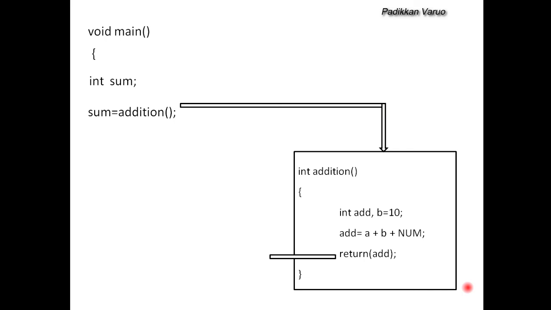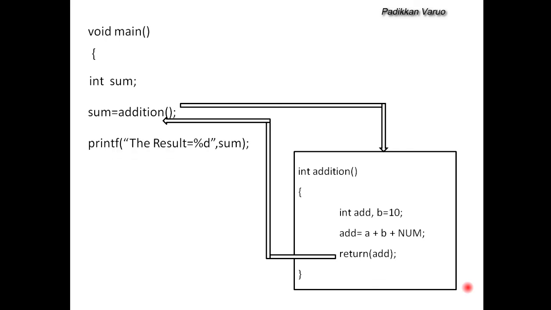So the result will be moved to this particular line of code, and it will be assigned to the variable named sum. Here we are returning the result in an integer format. So we are using an integer variable named sum in order to store this result, and after that we are printing the result that we have calculated with the help of a subprogram. Here we are using a format specifier that is used to define the type of data.